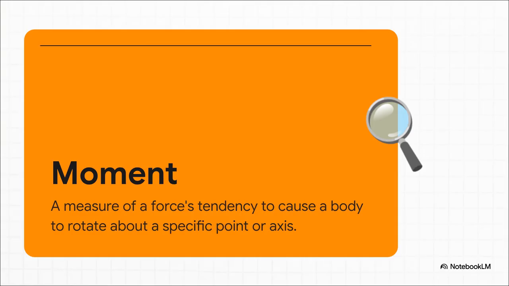So a moment is strictly about the twist, right? It's a measure of a body's tendency to rotate about a specific axis. Think of a bobsled or a toboggan taking a really sharp corner on an icy track. The forces applied there don't just push it forward, they actually torque and twist it around the curve. If the body starts to twist or turn, you are definitely dealing with a moment.